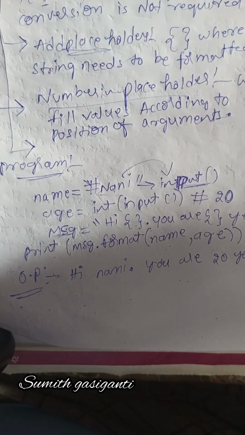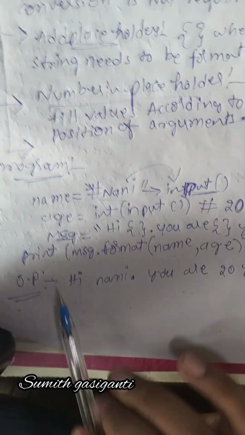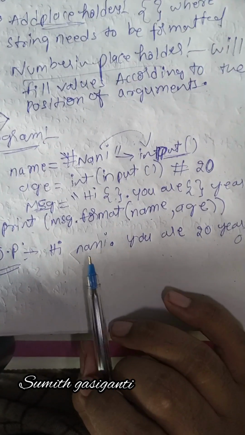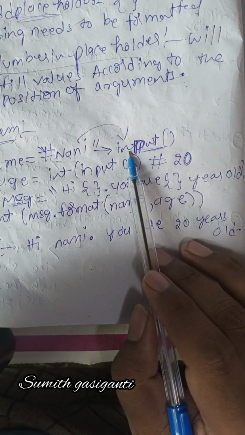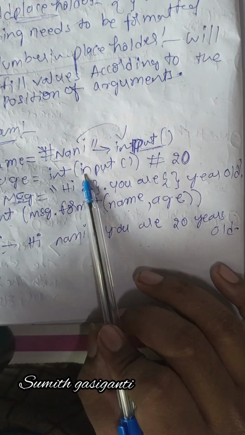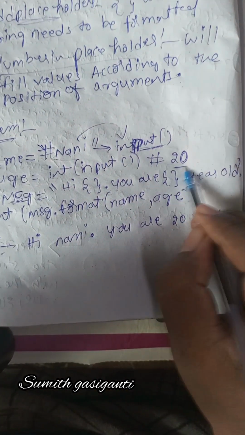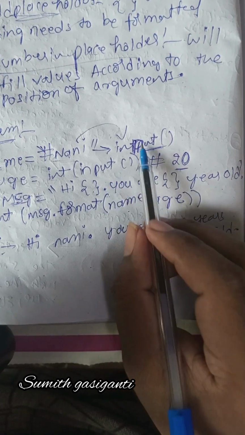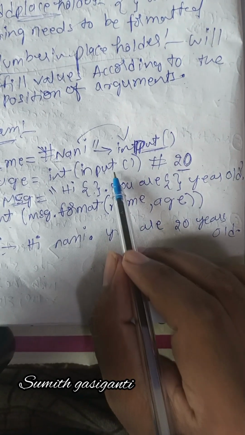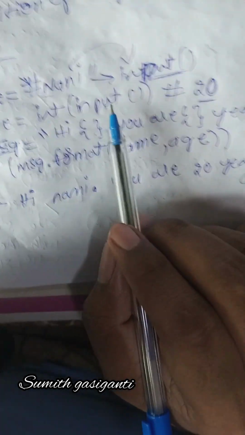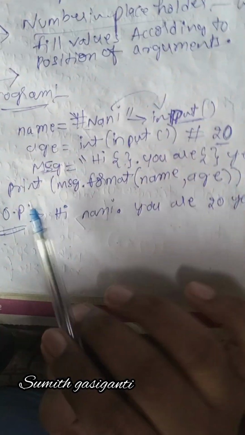Like I am taking this example only. Name, I am taking input of Nani. Age, I am taking integer, so I am using int of input. This will be in string form, we are converting into integer form. So we are using it like this. Okay, the given message will be 20.